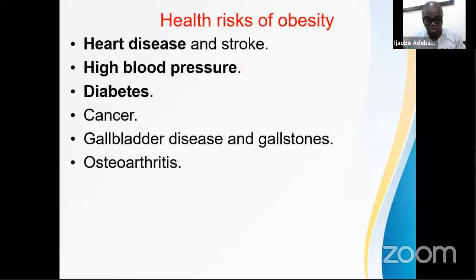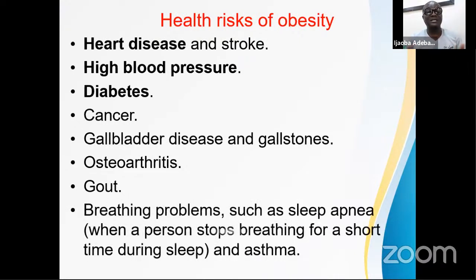I read a book, and the author put it precisely this way. He said any 1 kg of weight that you've added is like carrying a bag of cement on your cartilage. So that is the implication of adding excess weight. So you need to work on it. Gout, which is accumulation of uric acid in your system because the kidney is not functioning properly. Then there will be breathing problems, shortness of breath while you are sleeping, such as asthma.